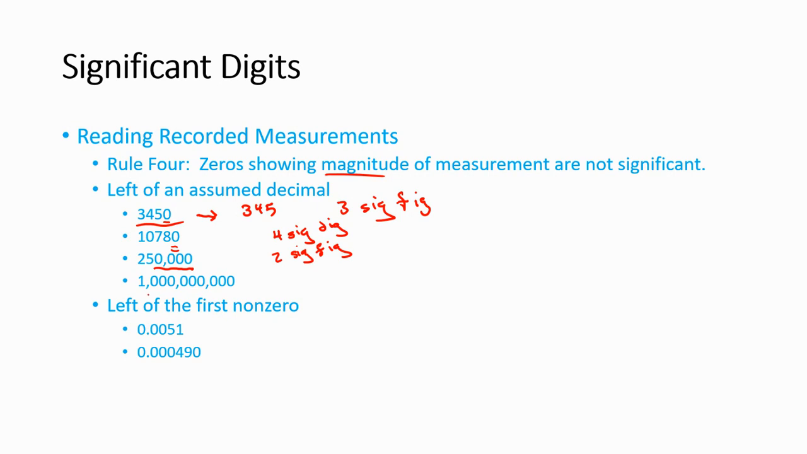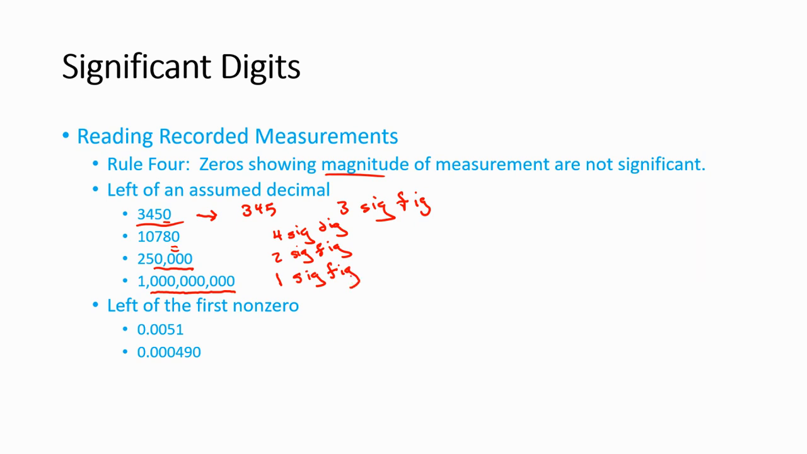And finally, let's look at the number 1 billion. 1 billion is a large number. We need a lot of zeros to show how large it actually is. But those zeros are only doing that. They only serve that function. This only has 1 significant digit.